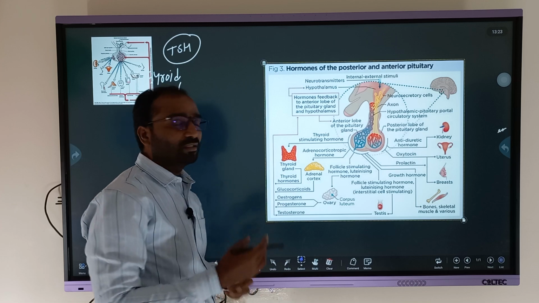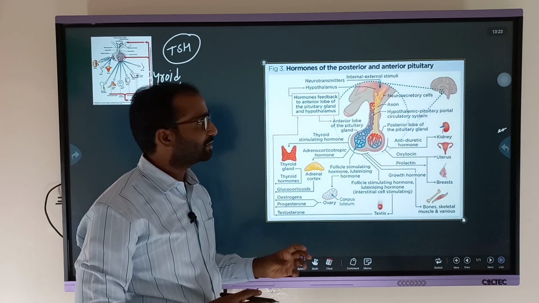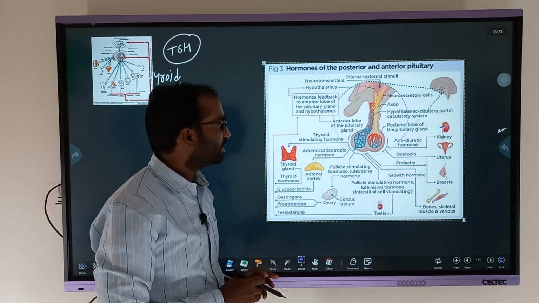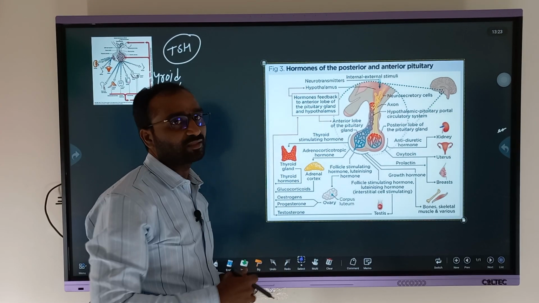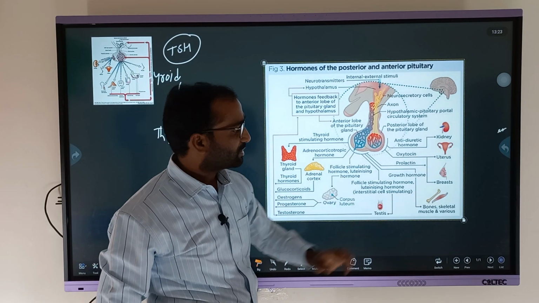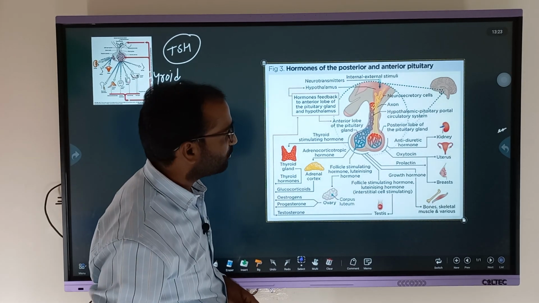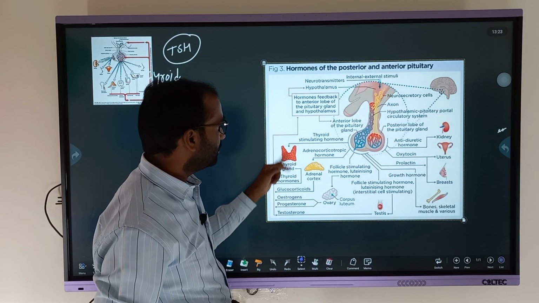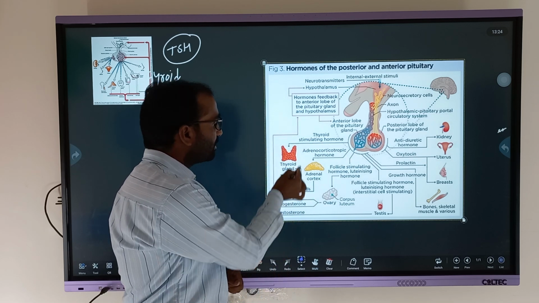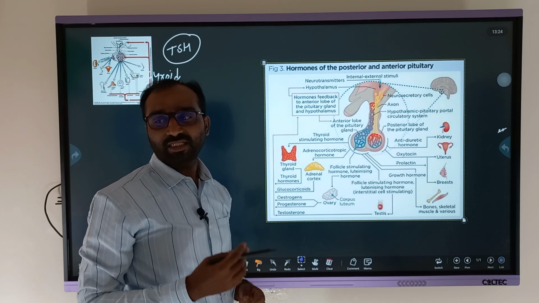Portal means what? Vessels which start with capillary and end with capillary. Simply we can conclude that is nothing but the portal system. Here, from the anterior pituitary, as I gave the list of hormones, growth hormone develops bones and skeletal tissues and increases tissue size and length. The next one is TSH, thyroid stimulating hormone. From here, the thyroid stimulating hormone activates the thyroid gland to release the thyroid hormones such as what? T3, T4.